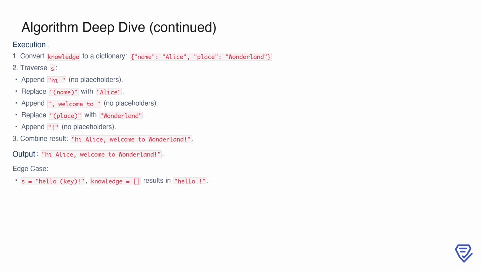For an edge case, consider s equals "hello(key)" and an empty knowledge list. Since key has no match, it is replaced with an empty string, resulting in the output "hello". This demonstrates how the algorithm handles missing keys effectively.